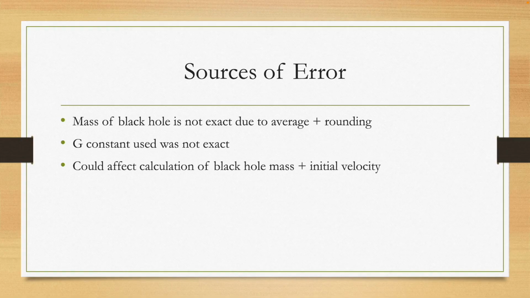So for sources of error, the mass of the black hole is not exact because we average it, and then there could also be rounding errors. The G constant that we used was also not exact, and these things could affect the calculations.